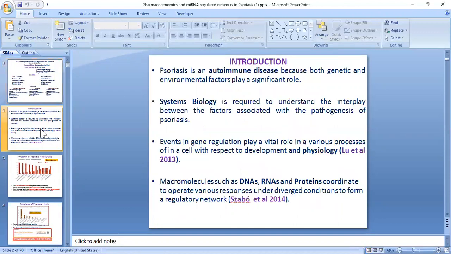With respect to the introduction of my work, as everyone knows, psoriasis is an autoimmune disorder, and both genetic and environmental factors play a significant role. With respect to the pathogenesis, the exact mechanism is still unknown. We are trying to understand the mechanism with respect to the principles of systems biology. And obviously, genomics is the key data for systems biology.